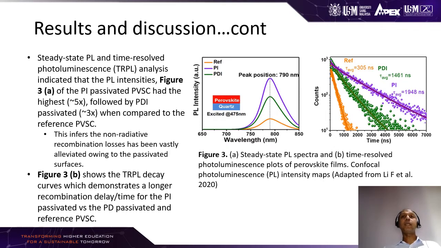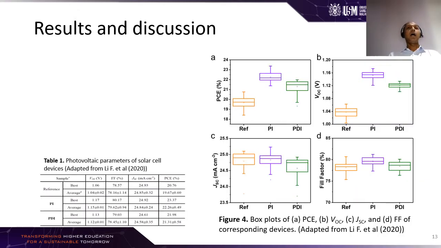Now, figure 3b over here, you would notice that the TRPL decay curves demonstrate a longer recombination time for the PI passivated versus the PDI passivated versus the reference PVSC, right? So this is the PI passivated. It shows 1948 nanoseconds recombination time, which is much longer versus the 1461 for the PDI versus the 305 nanoseconds for the reference PVSC cell.